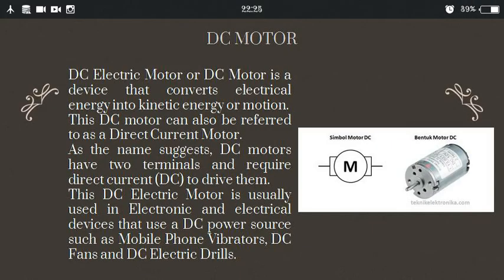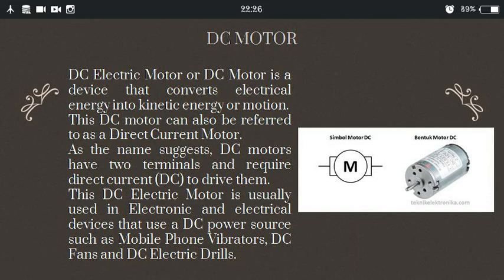First, the definition of a DC motor. A DC electric motor, or DC motor, is a device that converts electrical energy into kinetic energy or motion. This DC motor can also be referred to as a direct current motor. As the name suggests, a DC motor has two terminals and requires direct current, or DC, to drive it.